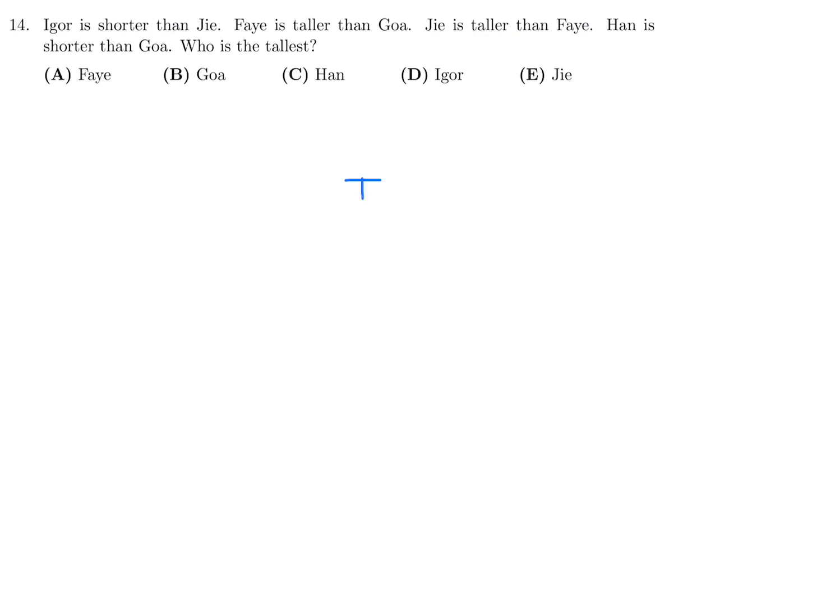Igor is shorter than G. Faye is taller than Goa. G is taller than Faye. Han is shorter than Goa. So that's it. Who's the tallest? Based on these inequalities, G seems to be taller than everybody. So G is the tallest, and therefore number 14, the answer is E.